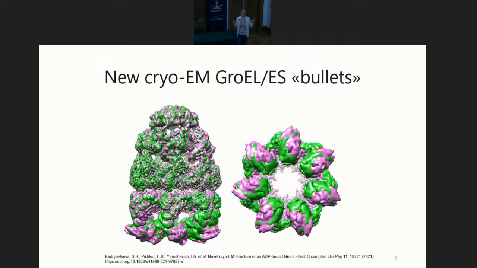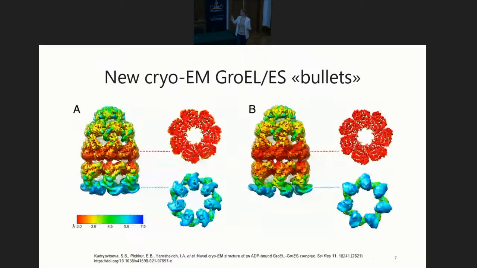I just want to give the general idea that it is still possible to get new results on basically a textbook example of a protein. Here are these structures colored according to local resolution, and as I said, the best resolution is always in the equatorial part of the complex, and the apical domains are blue. They are the most mobile parts, and they always have a lower resolution.